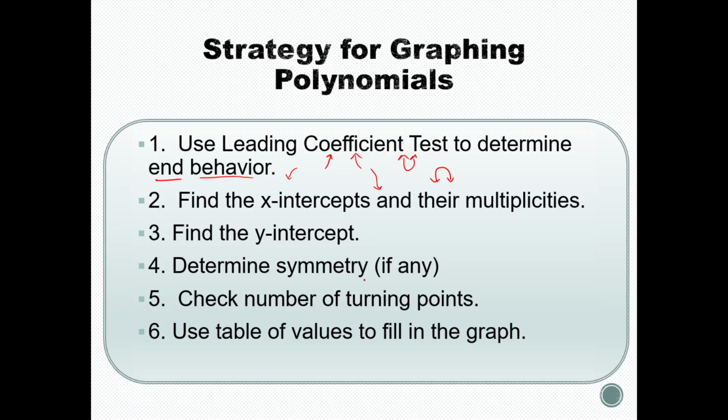Then you're going to find the x-intercepts or the roots or zeros of the function and their multiplicities, and the y-intercept. We can also look to see if it has any symmetry, which will help us in connecting the dots properly. And once we have that all connected, make sure it has the right number of turning points, because if we've drawn too many humps or valleys, then we have a problem. And then we can fill in detail by making a table of values.